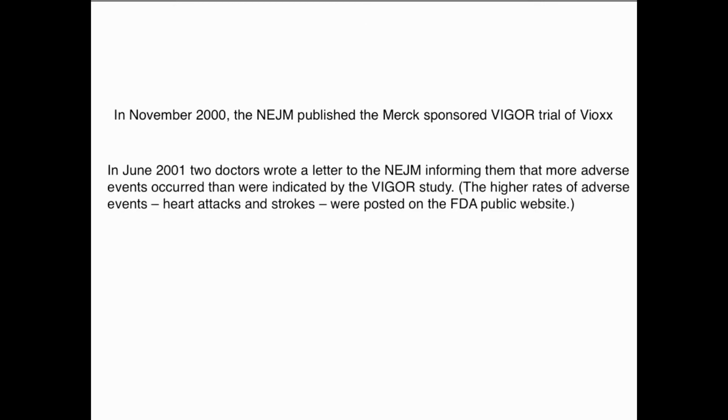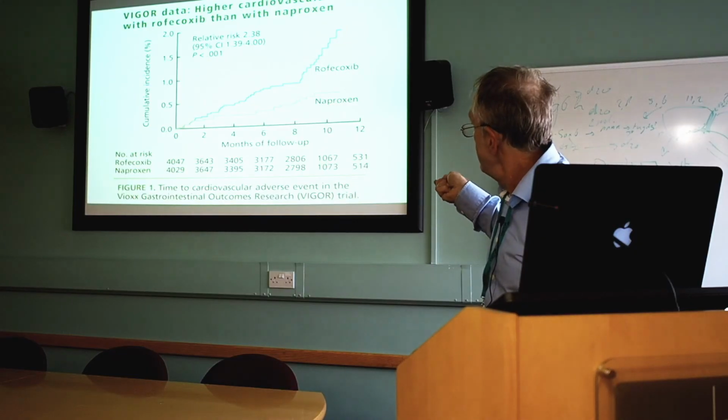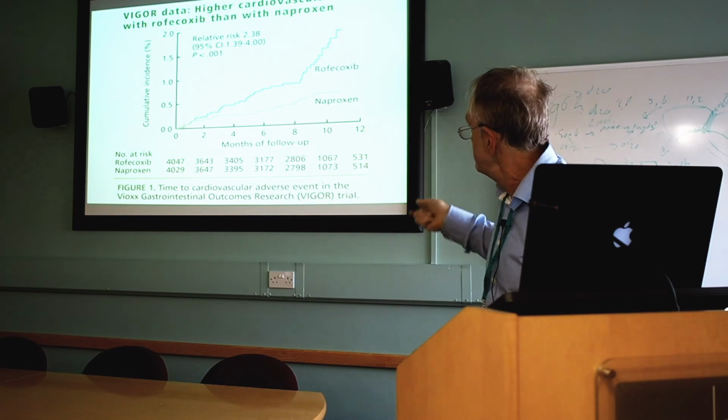Two doctors wrote a letter to the New England Medical Journal informing them, by looking at the FDA published data, that there were more strokes and heart attacks than indicated by the Vaux study, but the New England Medical Journal refused to publish their letter. This just shows in Vaux you get 3 times as many heart attacks and strokes as you do using naproxen. But New England Medical Journal waited 5 years before publishing an editorial expression of concern.